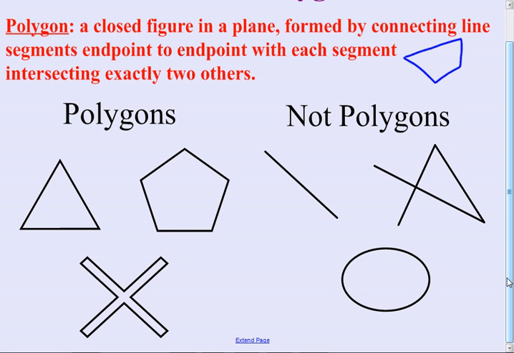Okay, so on the left side of my screen are the polygons, and the right side of the screen are not. Now, this is not a polygon because it's not made up of line segments.